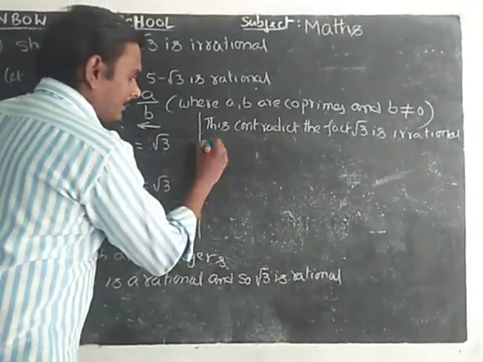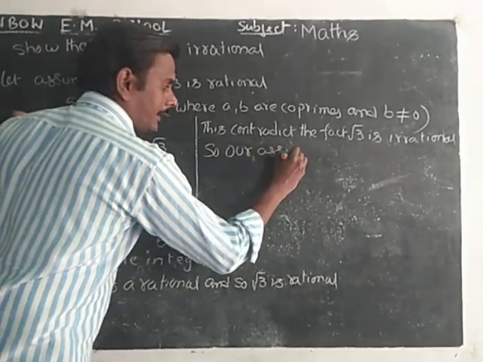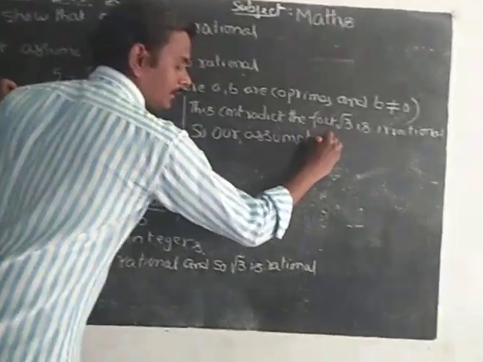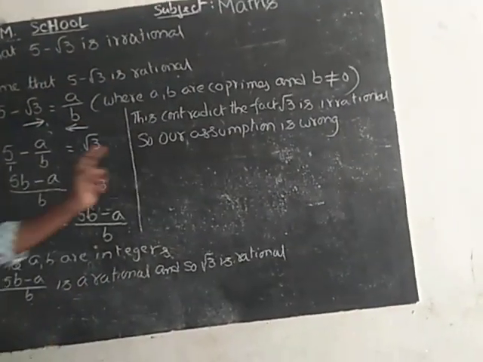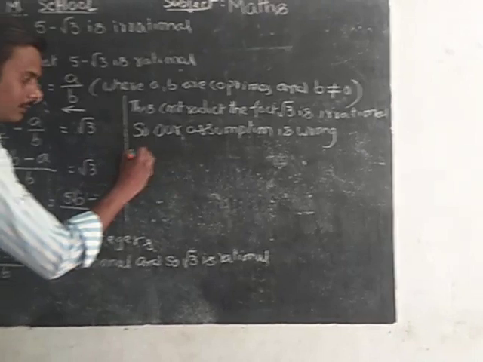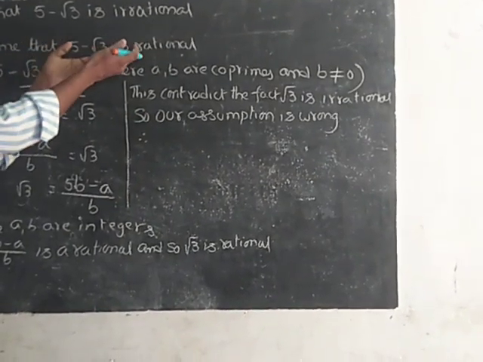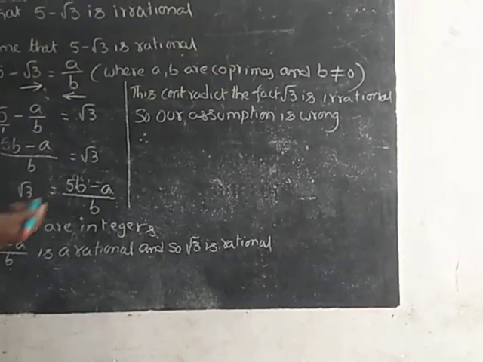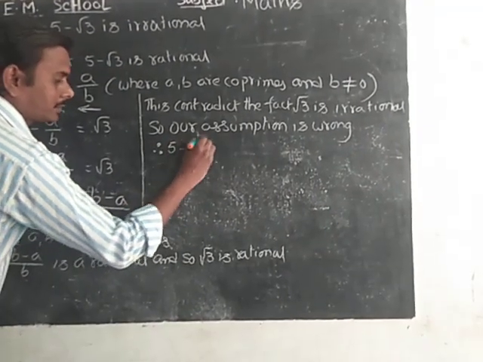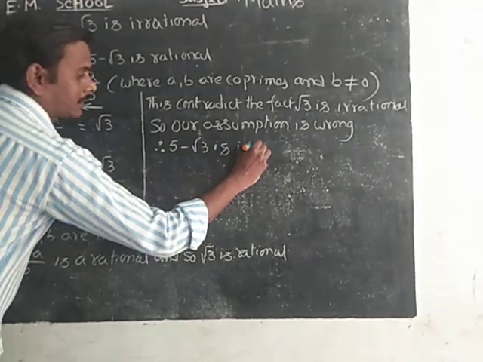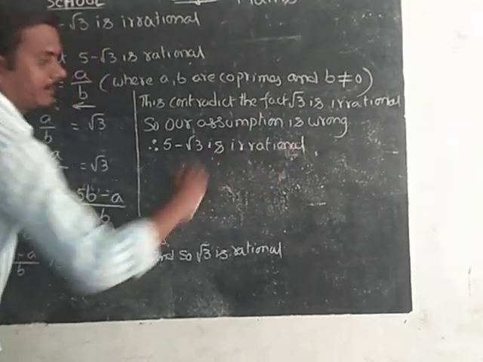Next, our assumption is wrong. What can we conclude? Assumption 1 is wrong, and this being wrong means immediately we can say it is irrational. Therefore 5 minus root 3 is irrational.